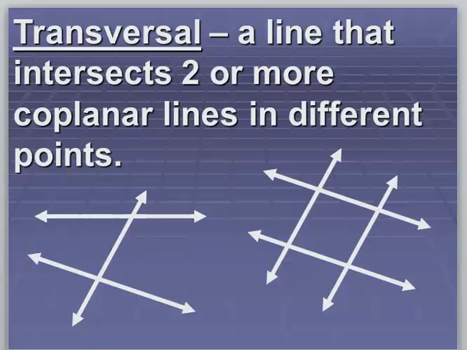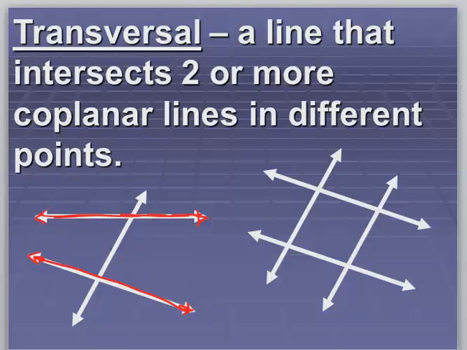Other kinds of lines, and these are the lines we're going to focus on most in Chapter 3. This line is called a transversal. A transversal is a line that intersects or crosses two or more coplanar lines in different points. So this is saying I'm starting with two coplanar lines. These are on the same plane. They're on the plane that is your computer screen.